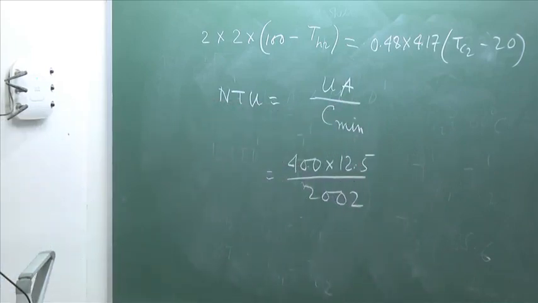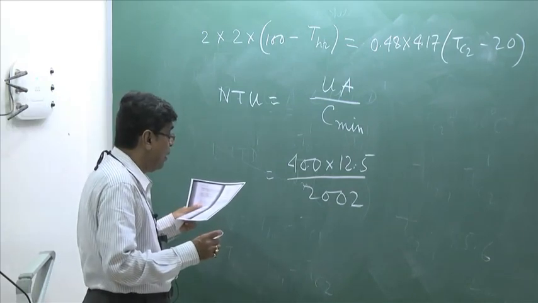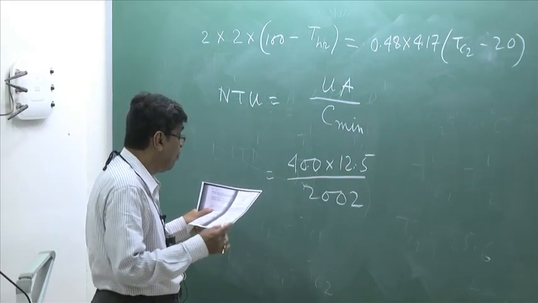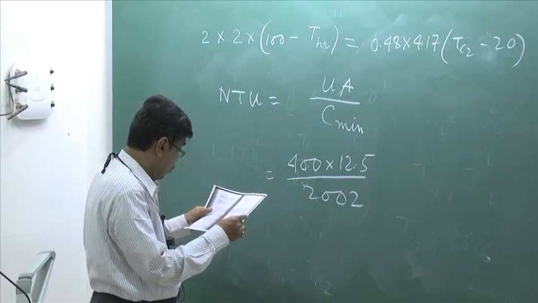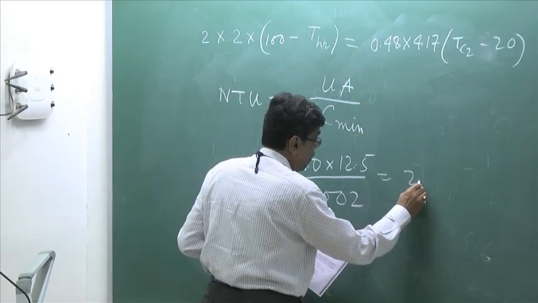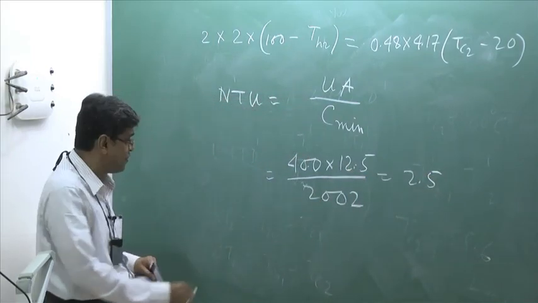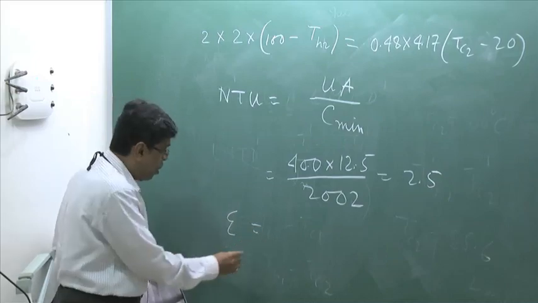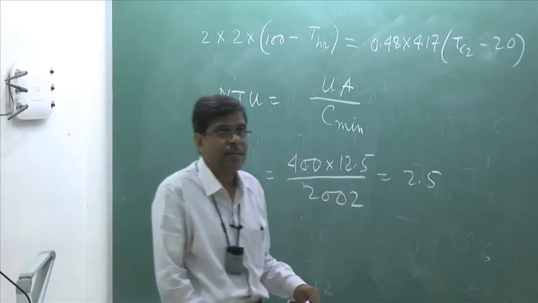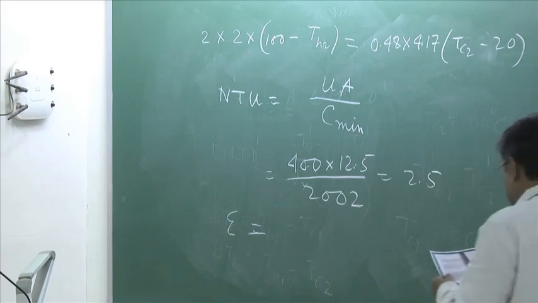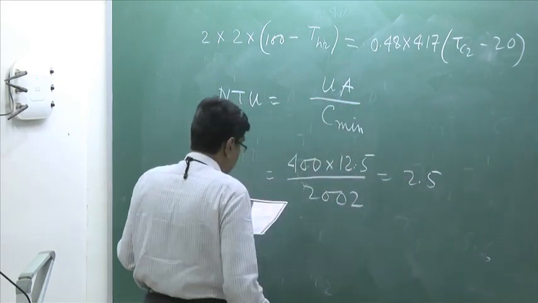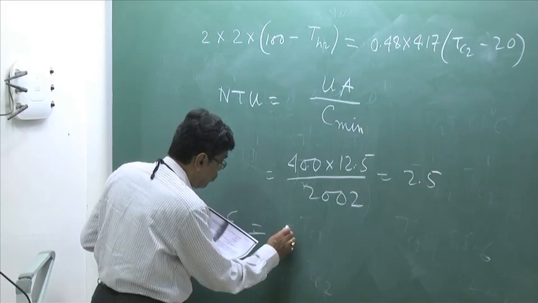So therefore, NTU comes out to be this. Then for the epsilon of a counterflow heat exchanger expression, if you put NTU, it is an explicit calculation by a small calculator, and epsilon comes out straightforward. The value of epsilon comes out to 0.82.